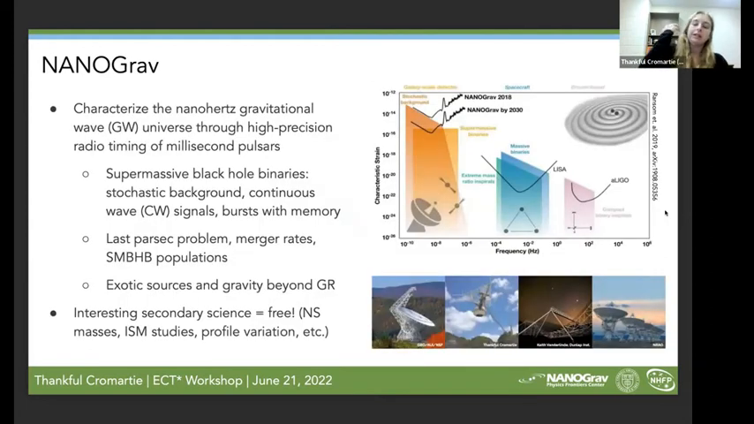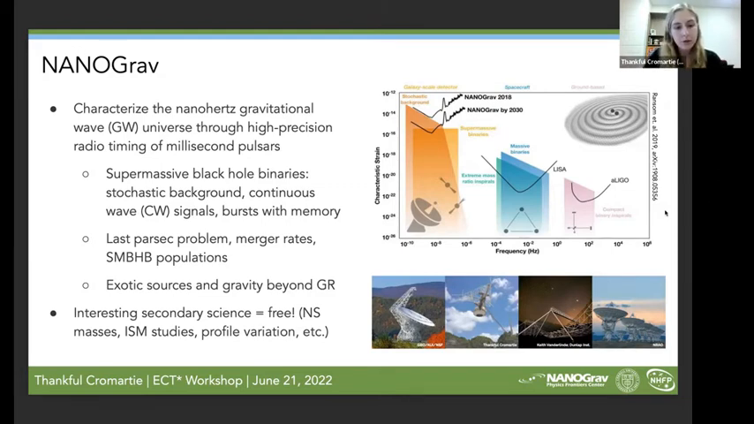Okay, so NANOGrav, the idea is that we are a pulsar timing array experiment. It's the North American Nanohertz Observatory for Gravitational Waves. The idea is that we are at first looking for a stochastic gravitational wave background of very low frequency gravitational waves. Our sources are supermassive black hole binary mergers that are occurring all over the universe.